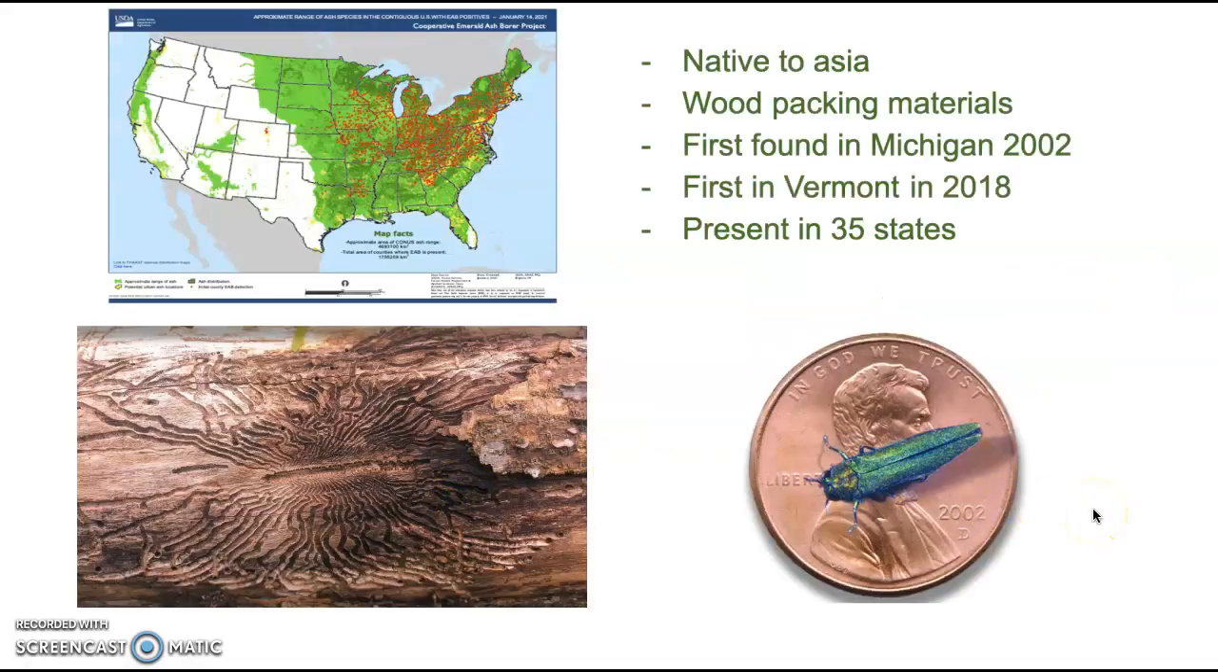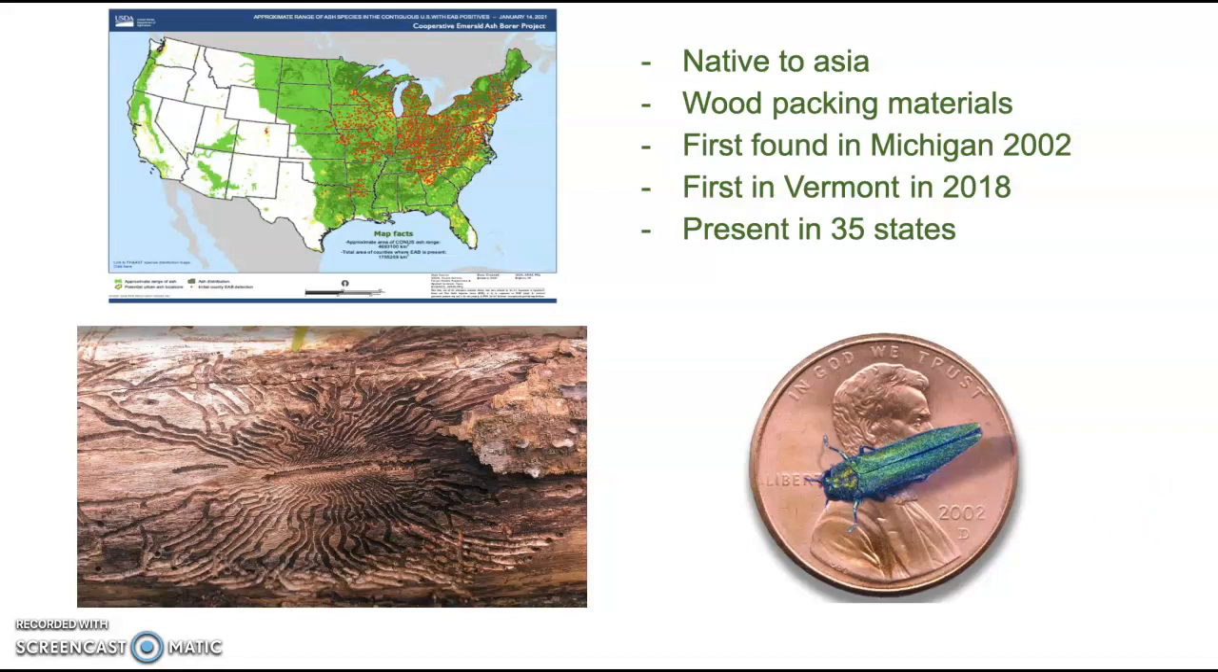The emerald ash borer is an invasive forest pest that originates from Asia, and it was probably brought over in wood packing materials. It was first found in Michigan in 2002, and then first found in Vermont in 2018. It's now present within 35 states and also parts of Canada.